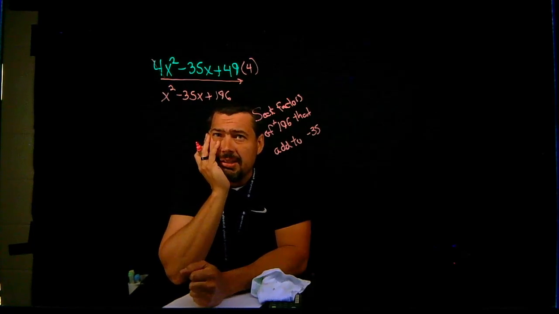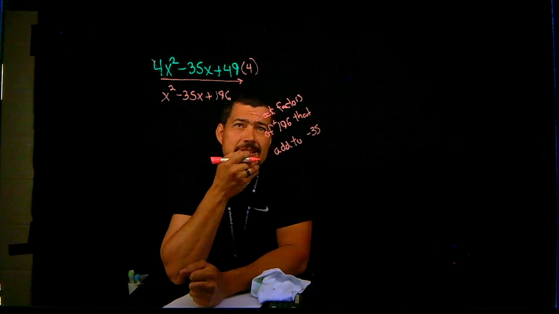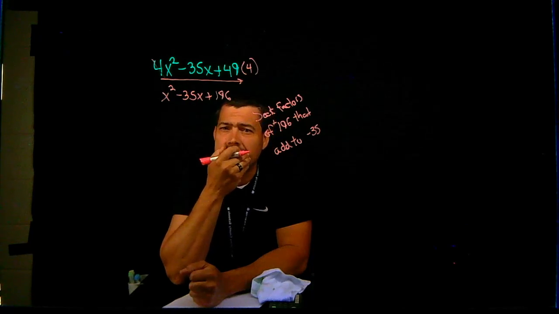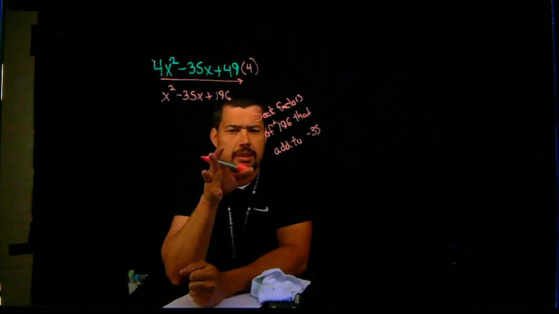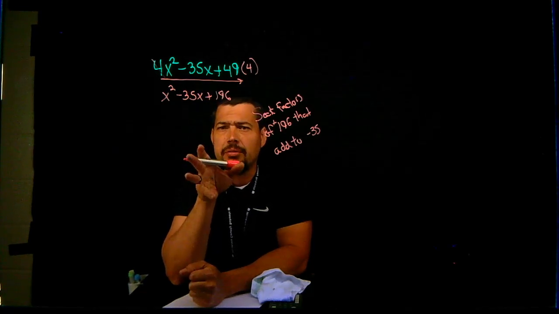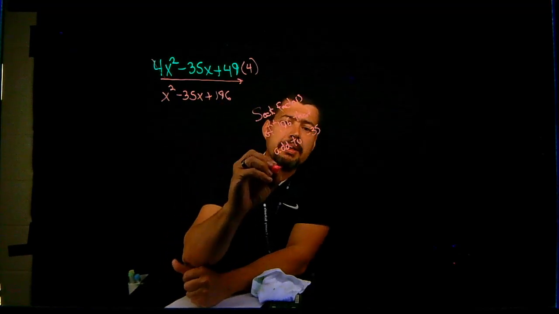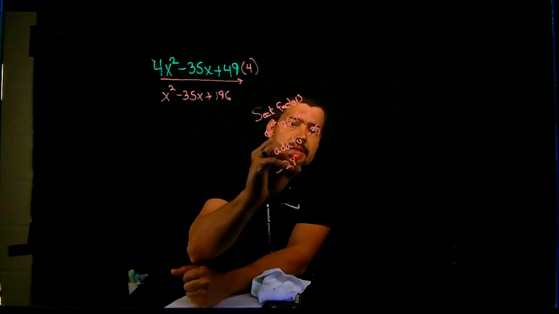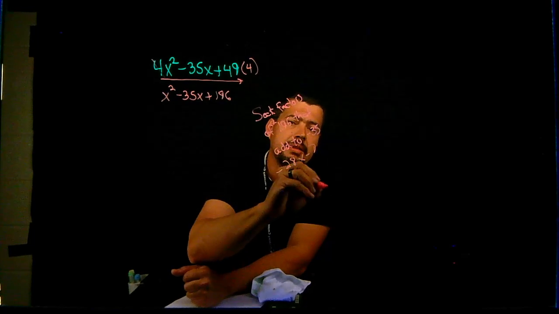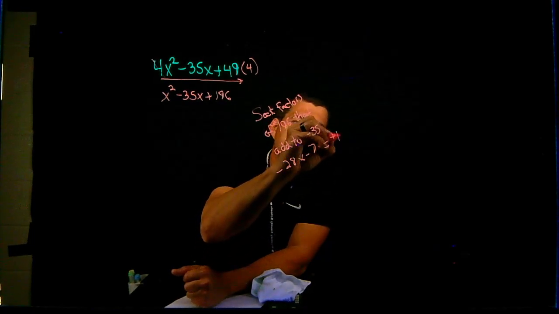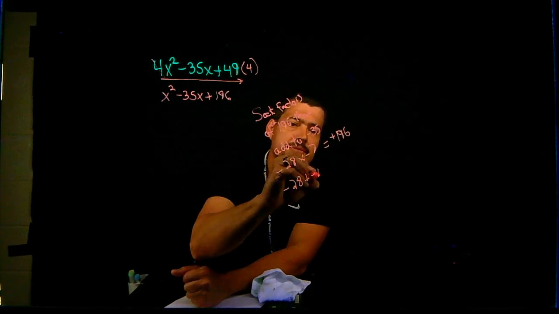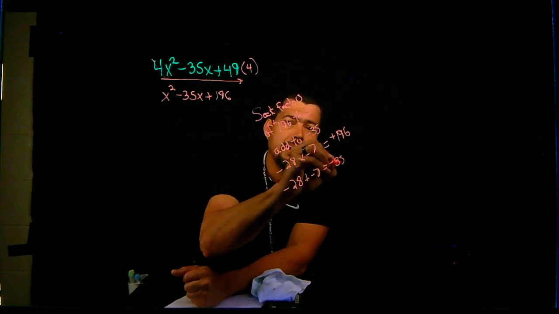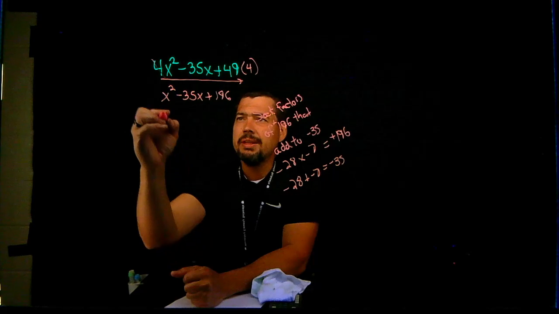But 196 is divisible by 28. It's 28 times 7. 7 times 20 is 140. 7 times 8, I'm pretty sure, is 56, right? And 140 and 56 is 196. But it's negative 28 times negative 7. That gives you the positive 196. And negative 28 plus a negative 7 gives you the negative 35. So this one has issues with that still.